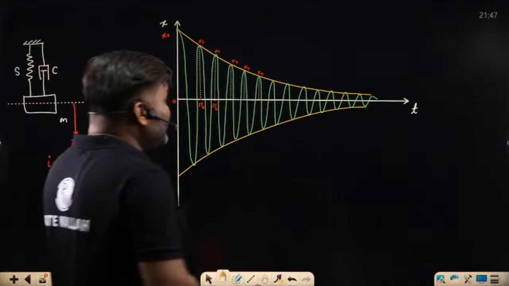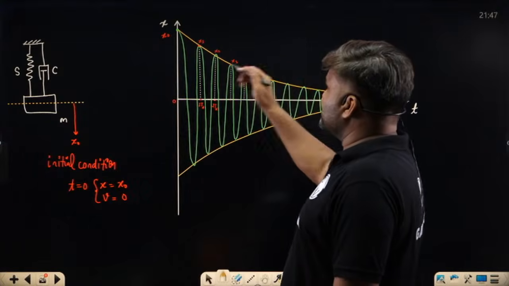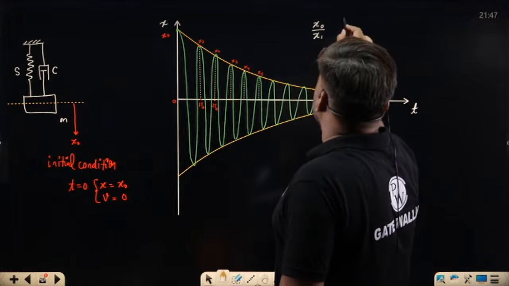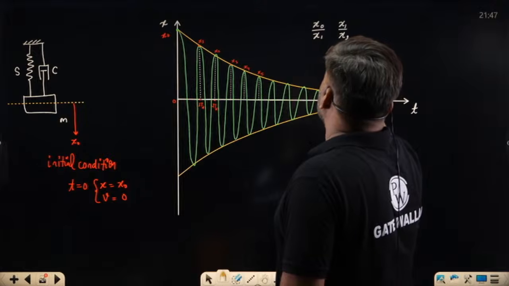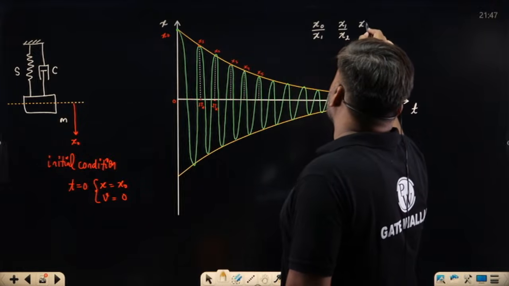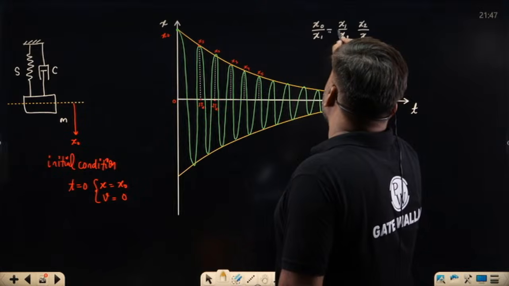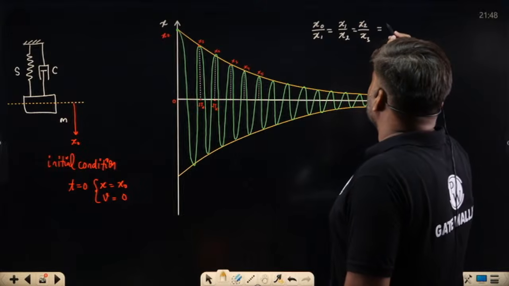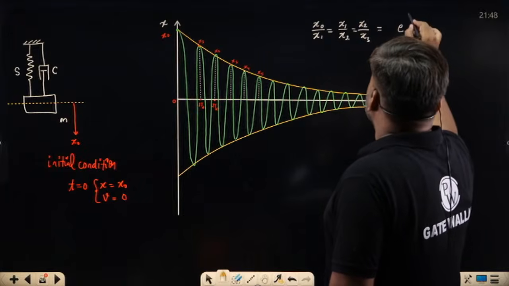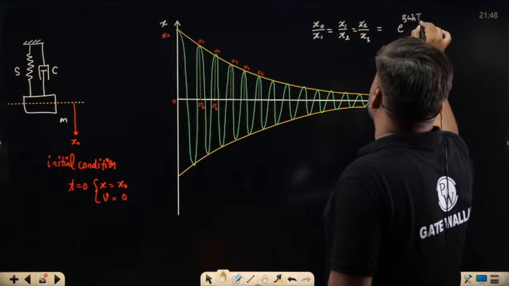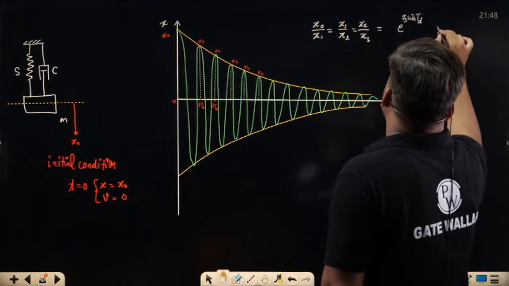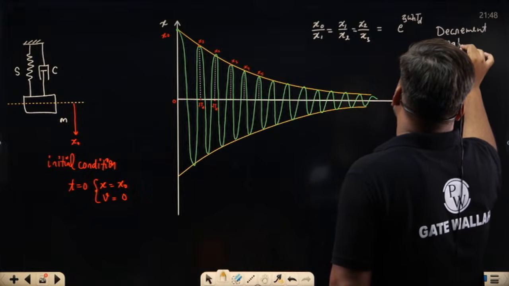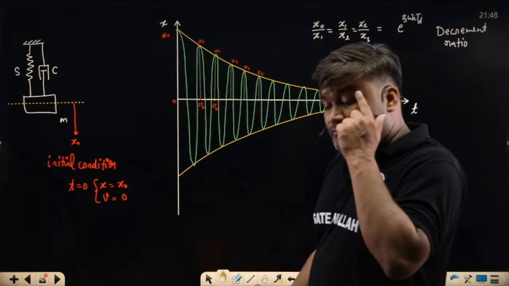Acha, if you see the ratio of this decrease, x0 by x1, whatever the ratio is, from x1 to x2 we are going to have the same ratio, and from x2 to x3 we are going to have the same ratio. All these ratios are exactly the same, and this ratio is called the decrement ratio. Its value is e raised to the power zeta omega n TD. This is called the decrement ratio.